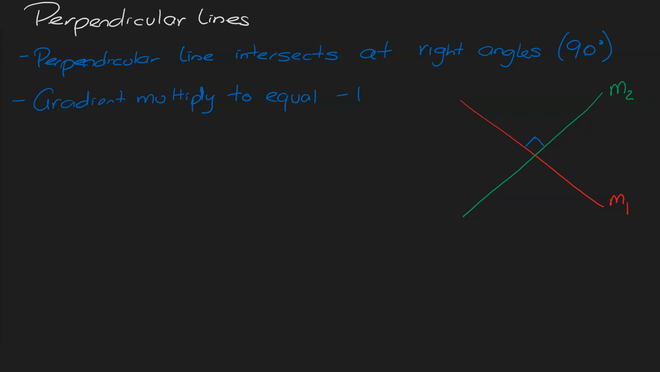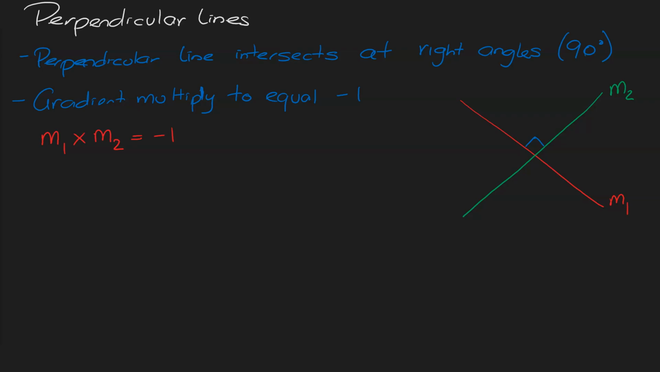In this diagram on the right, you can see we've got two lines with two different gradients, and they intersect at right angles. Secondly, both the gradients multiplied should equal -1. In books they write it as equations or formulas. One way of writing it is m1 times m2, where these two are the gradients, should equal -1. So both the gradients multiplied equals -1.